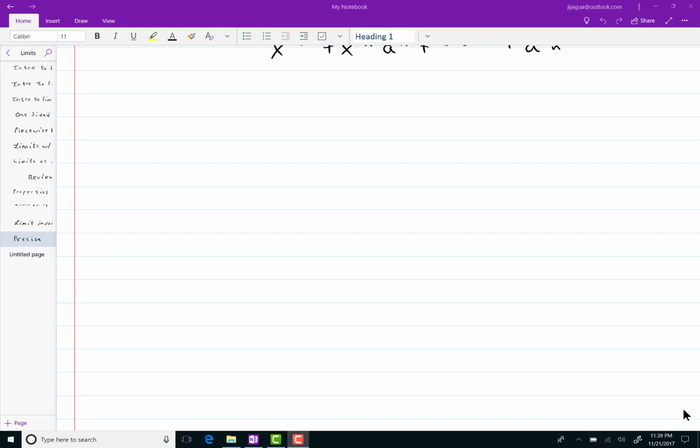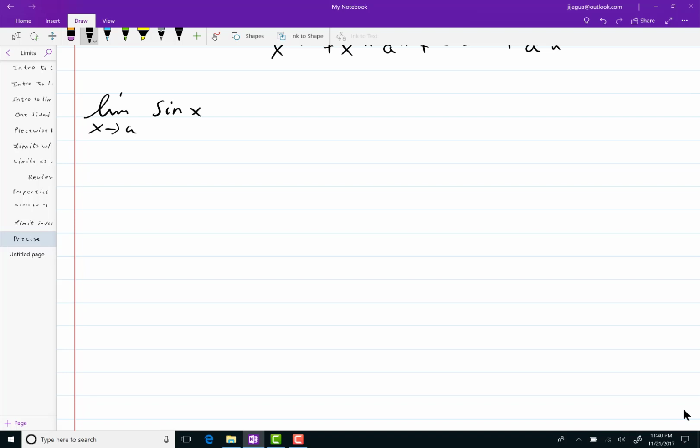I think this is going to be about the last of my epsilon delta proofs, at least for now. The last one I want to get to is, let's do a trig one. So let's try the limit as x goes to a of sine of x equals sine of a.